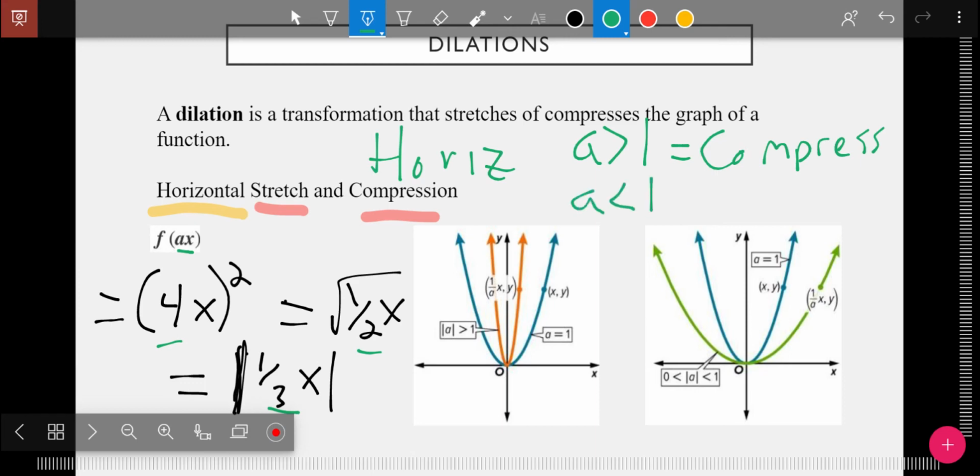If A is less than 1, all right, normally multiplying something by half would make it smaller by half. In this case, because everything's opposite, it would be a stretch. And the way to say that one would be this is a horizontal stretch of 2. You flip 1 over 2 to 2 over 1, so it's a horizontal stretch of 2. This is a horizontal stretch of 3 down here in the absolute value function.